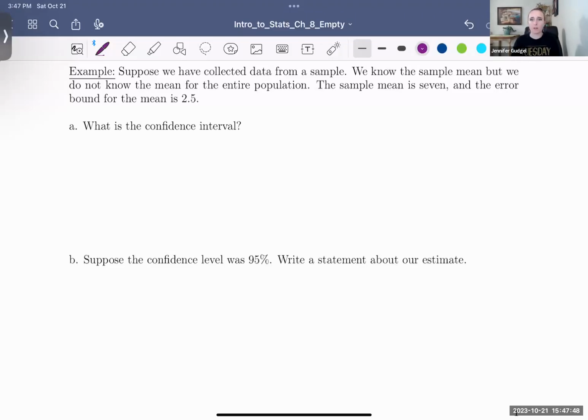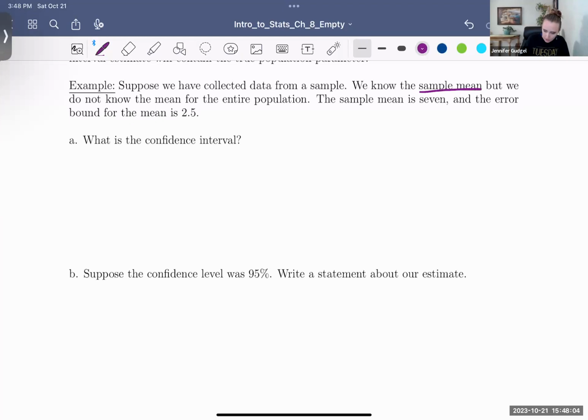Suppose that we have collected data from a sample. All right, we went to our population, we gathered this certain amount of data. We know the sample mean because we have our sample set. We can calculate the sample mean. Remember, what is that sample mean variable? That's our X bar. This is not the same thing as the population mean, right? This is just from the pieces of data that we collected. We don't know the mean for the entire population.